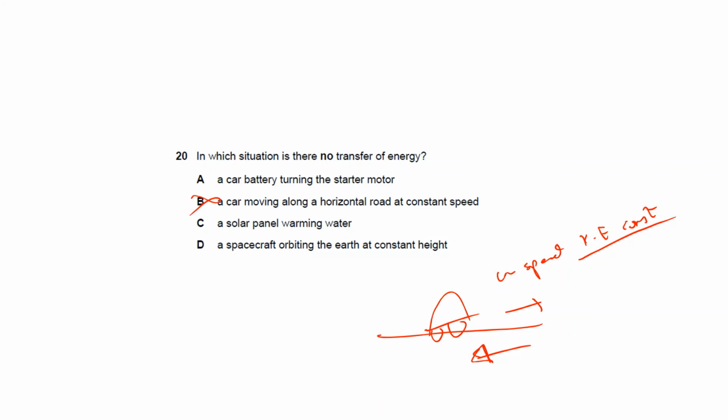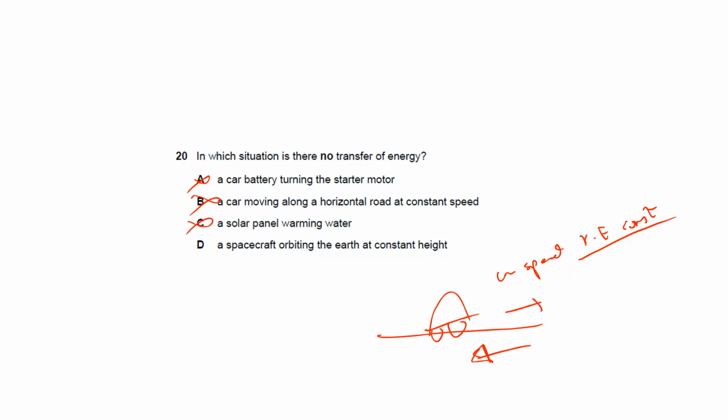And then they say a car battery turning the starter motor. That obviously requires energy because the chemical energy in the car battery is being used to do some mechanical work, which is to basically turn the starter motor. So it can't be A either. Then they say a solar panel warming water. Definitely, when solar energy comes in and water absorbs it and increases its internal energy, there is a transfer of energy, so it can't be C.